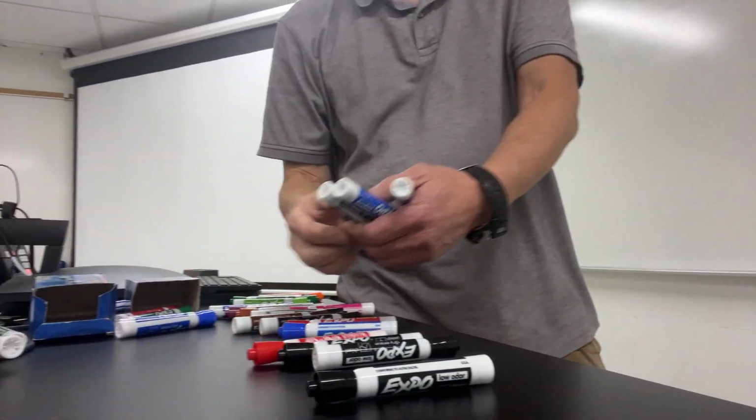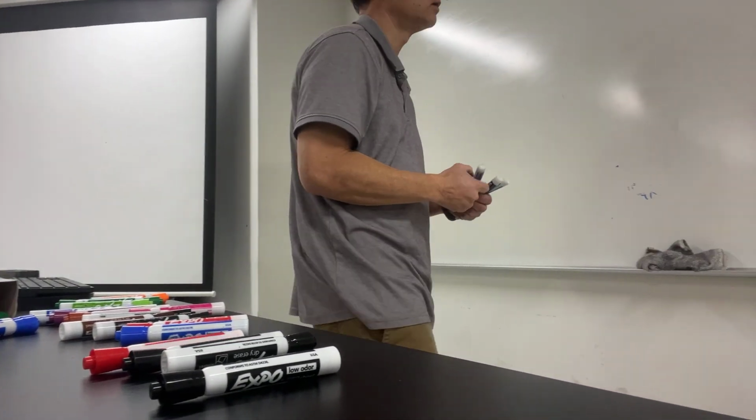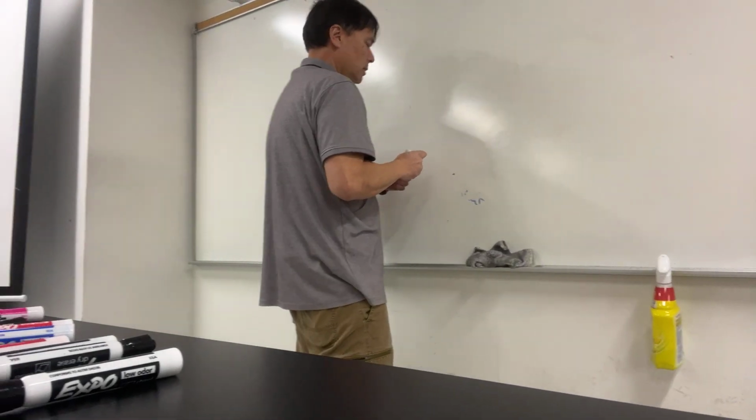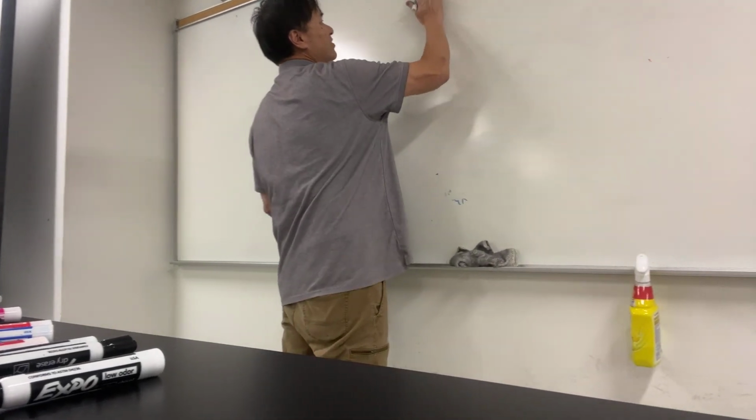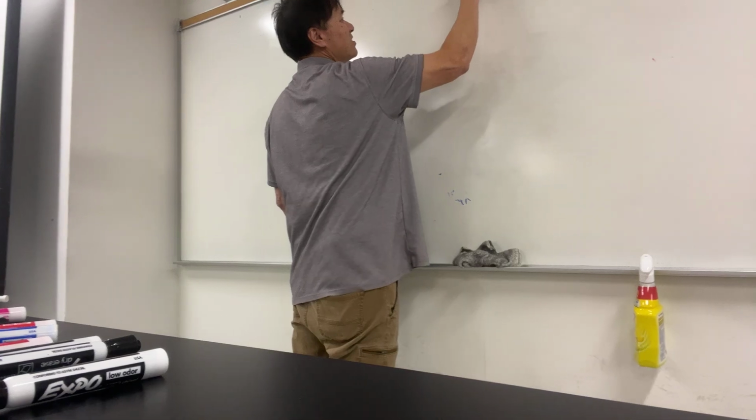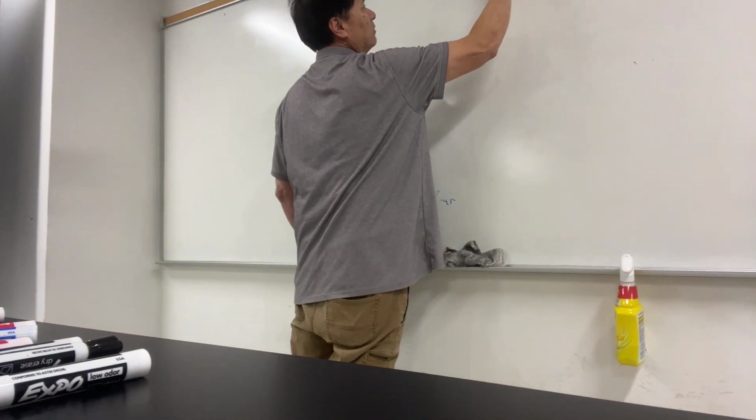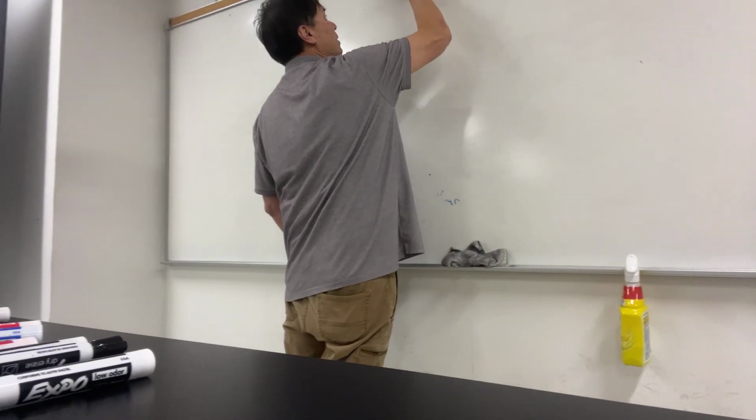We'll take a look at another Lewis acid-base reaction here. And that's going to be the reaction between calcium oxide, solid, and water. So this is a metal oxide.